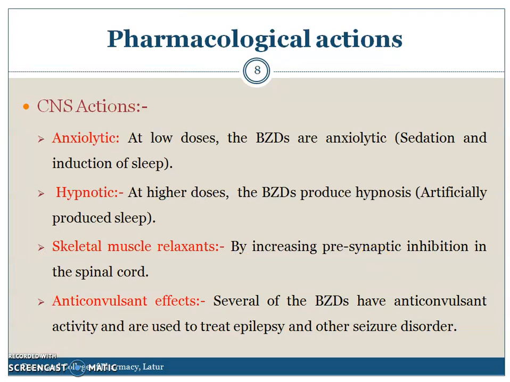Next, pharmacological actions. First of all, anxiolytic action. At low doses, benzodiazepines show anxiolytic action. Second, hypnotic action. At higher doses, benzodiazepines produce hypnotic action, that is, artificial sleep is produced. Then skeletal muscle relaxant action. Benzodiazepines show skeletal muscle relaxant action by increasing presynaptic inhibition in the spinal cord. Anticonvulsant effect: benzodiazepines have anticonvulsant activity, that's why they are used in the treatment of epilepsy.